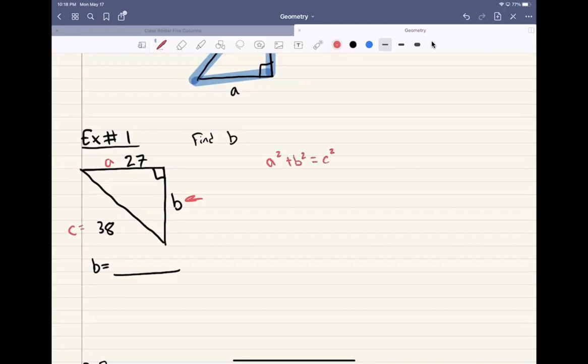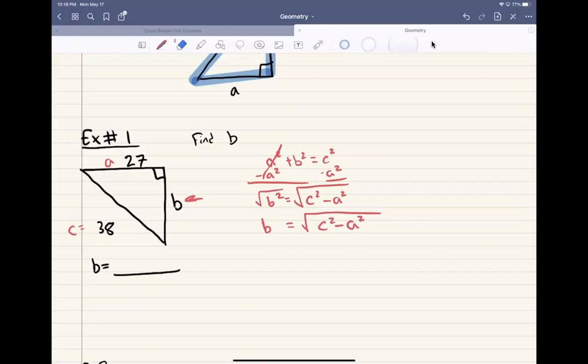To get b by itself, you've got to subtract a squared, and then this goes away, and you get b squared is equal to c squared minus a squared. And if you take the square root of both sides, you get b equals the square root of c squared minus a squared. Okay, and now all you have to do is, well, actually, my bad. When you take the square root, the square cancels. Now all we have to do is plug in our values, okay? And it's that simple. So it's not going to be too hard.